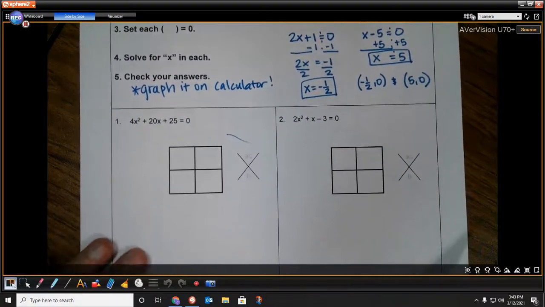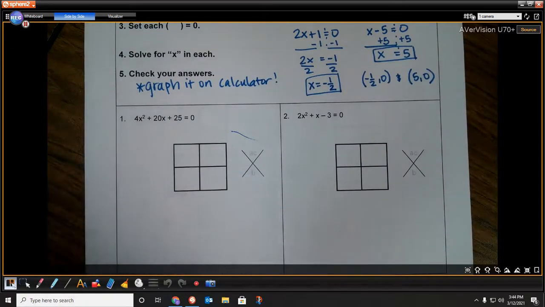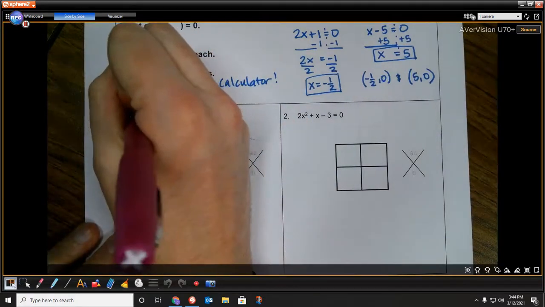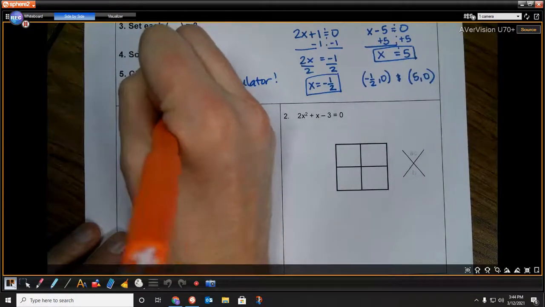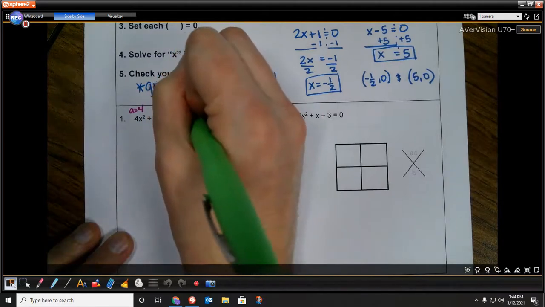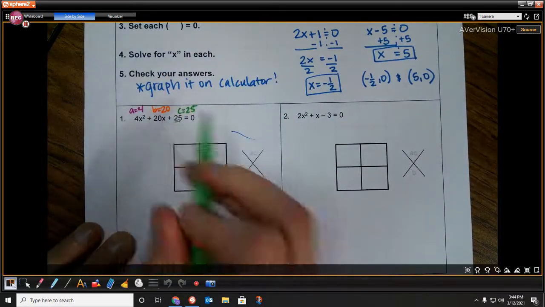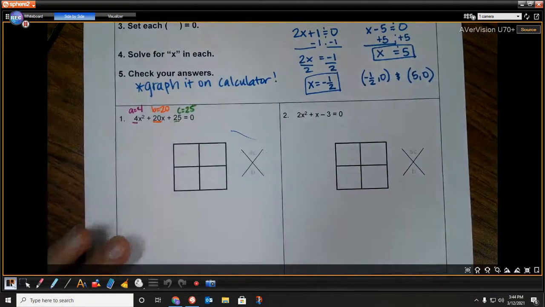All right, so now I'm going to do a few more examples to just help us remember to factor here, all right? So when I look at this, we see that my a value on this one is 4, my b value is 20, and then my c value is 25. So we have our a value of 4, our b value of 20, and our c value of 25. So now we can go ahead and fill out our little chart here.